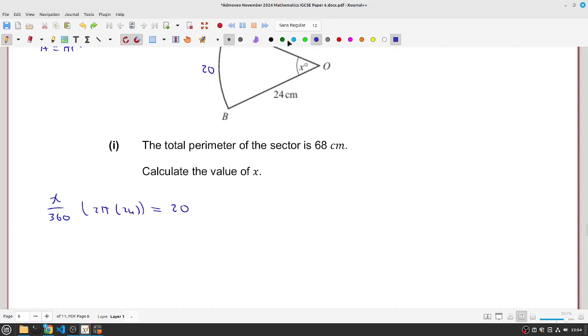So first, I would do 2 times 24 is 48 over 360, or I would just say, let me actually show the steps here. I'll multiply by 360 first, but I would probably do all of this in the calculator in one go. But I'll multiply by the 360. So 20 times 360, 7,200. And then I would divide by 48 pi. So 7,200 over 48 pi.